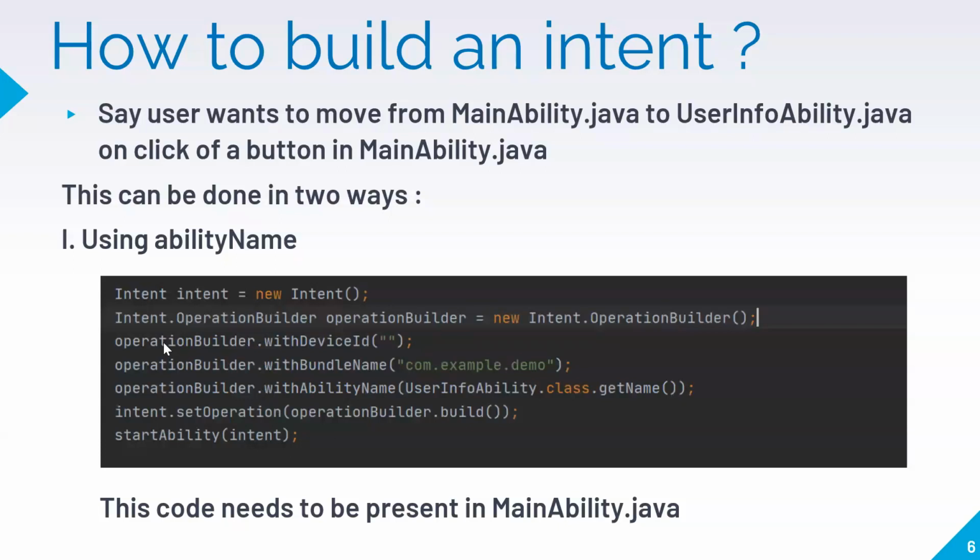Once you do that, till now your operation builder is independent and your intent object is independent. How do you link this operation builder with your intent object? You do that using setOperation, and then operation builder has a method called build. That will return an operation object. Let me show it to you guys.